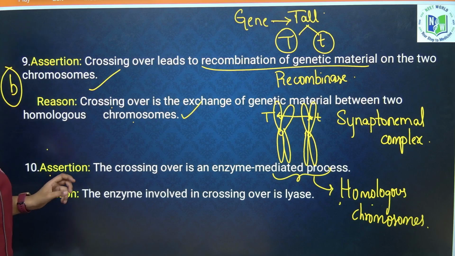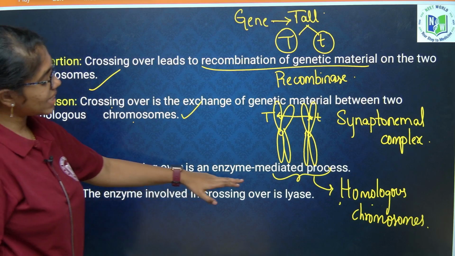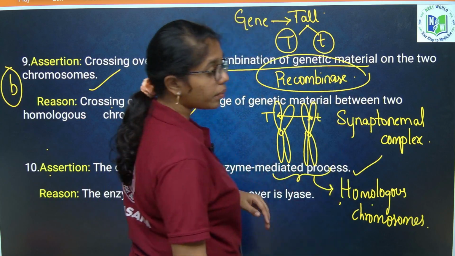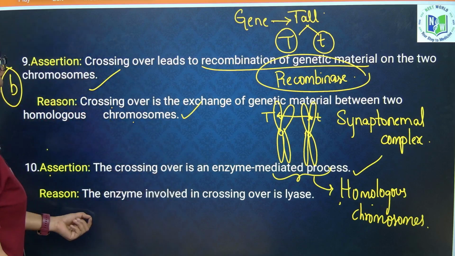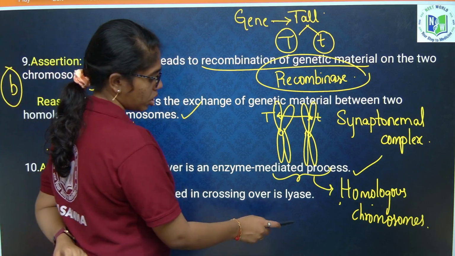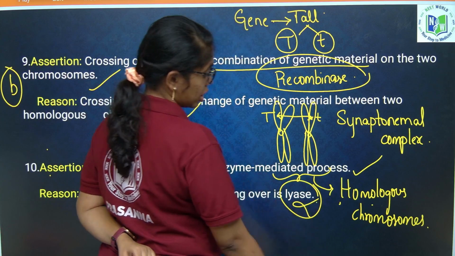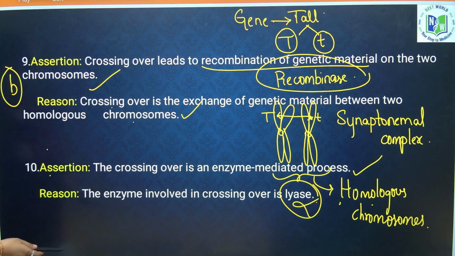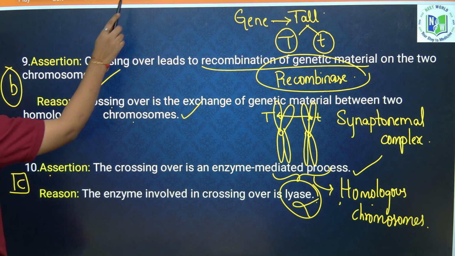Next, in the assertion, crossing over is an enzyme mediated process. Yes, we just discussed the enzyme is recombinase. The reason says the enzyme involved in crossing over is lyase. No, it is not lyase, it is recombinase. So here A is true and R is false. Then the option is C. Okay. Next.